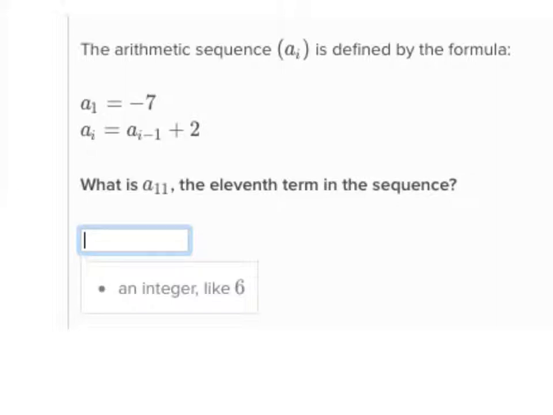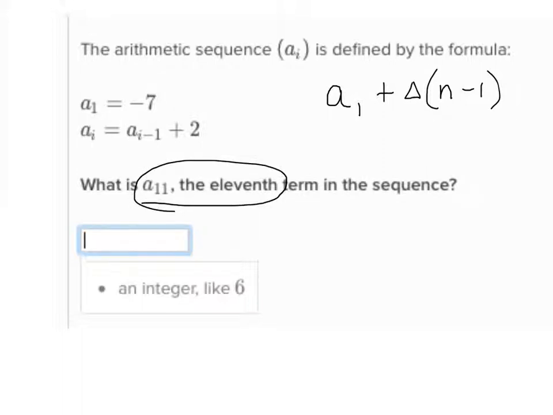Okay, now this is written a little different. Now remember the formula I gave you earlier. And the formula I gave you earlier will give you any term. You take the first term, A sub 1 means the first term, and you add to it your change times n minus 1, right? Yes. And so here they want the 11th term.